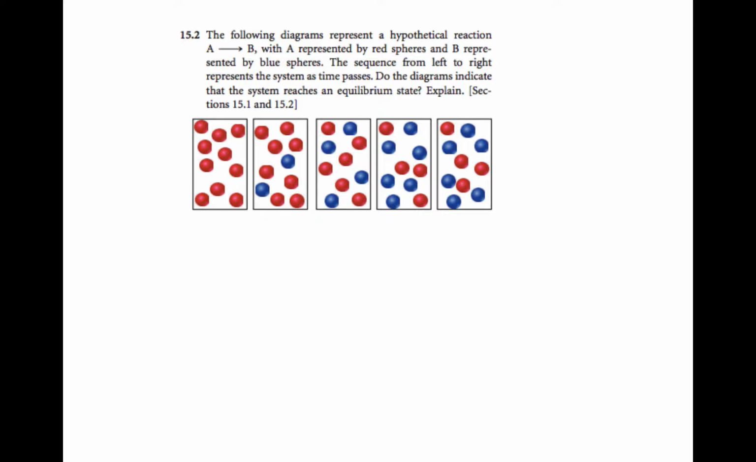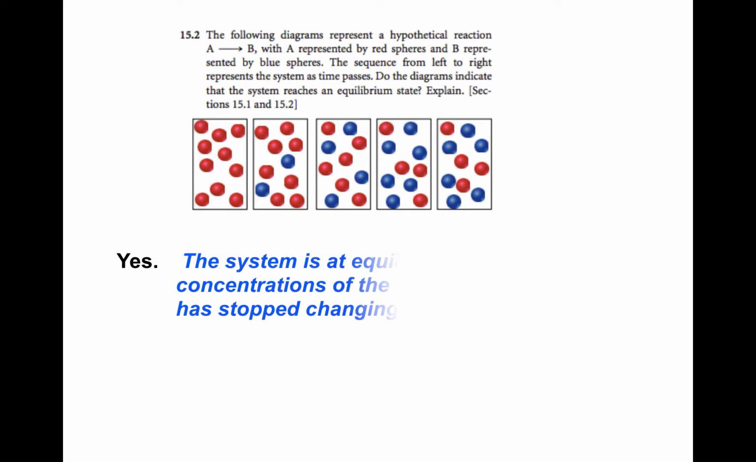So looking at these diagrams, I'm looking at the last two, the amount of red balls to blue balls isn't changing anymore. So yeah, this reaction has stopped and we're at a state of equilibrium. So when the concentrations stop changing, the visualization is that the forward rate of reaction is equal to the reverse rate of reaction, and the reaction's over. So yes, we're at equilibrium.